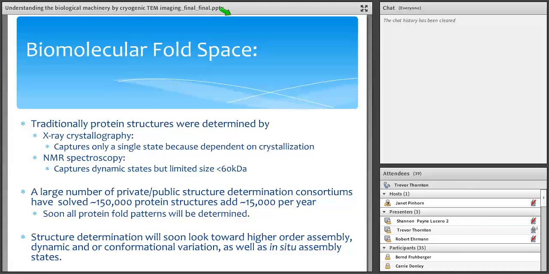Now, NMR spectroscopy can look at dynamic states, but it's really limited in size because of the need to separate the different peaks needed to solve the structure. The magnets can only get so big, so we're limited to maybe 40 kilodaltons for NMR spectroscopy. But in the past 20 years, a large number of private and public structure determination consortiums have formed. We now have 150,000 protein structures in the database, the PDB, which is what we call the protein database, and we're now adding 15,000 per year. A large proportion of those are now coming from cryo-EM.